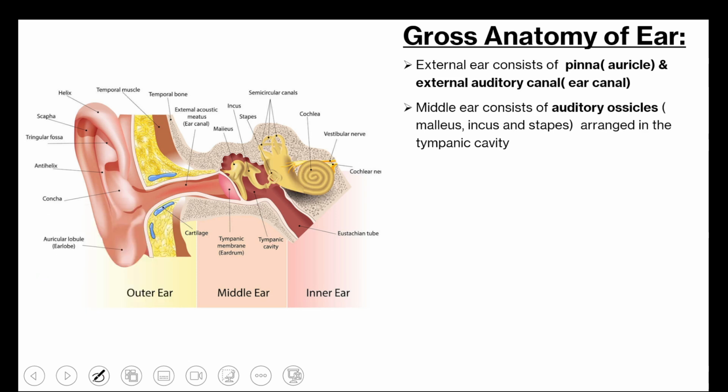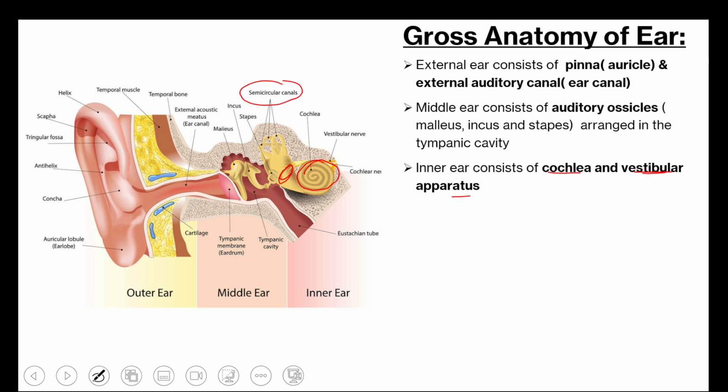And next we see the inner ear, where you can see there is the cochlea and the vestibular apparatus. The cochlea is this coiled structure, and the vestibular apparatus includes the semicircular canals and the utricle. The utricle is present somewhere here, and the saccule is present here. This saccule is connected to the cochlea through the ductus reuniens. The ductus reuniens connects the saccule to the cochlear apparatus, and this is also part of the inner ear.